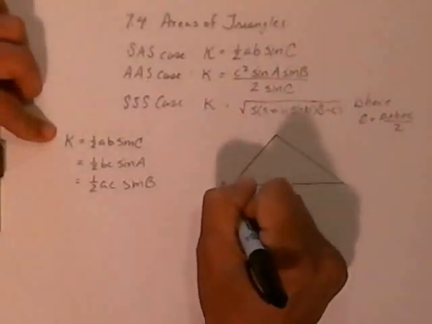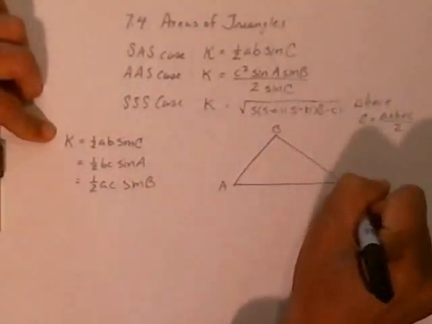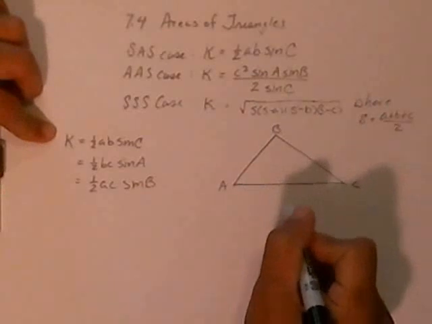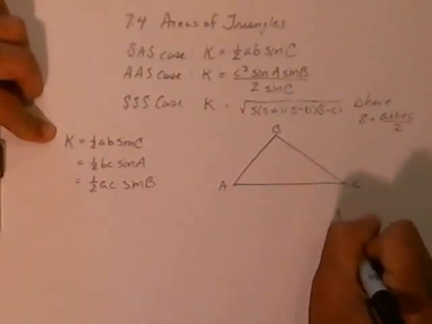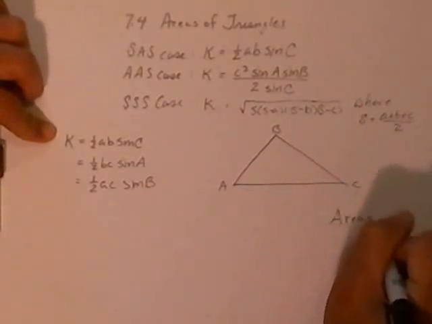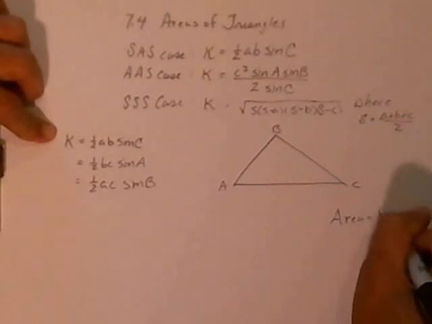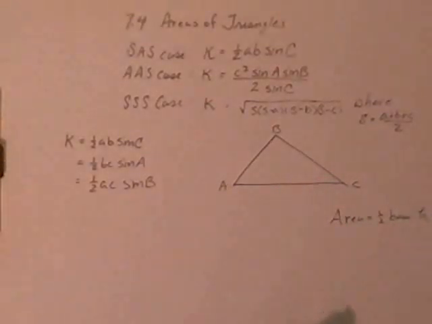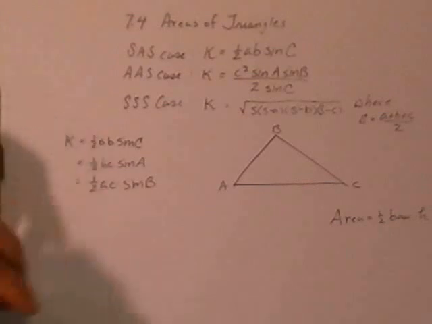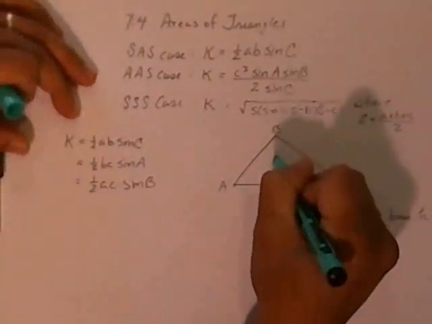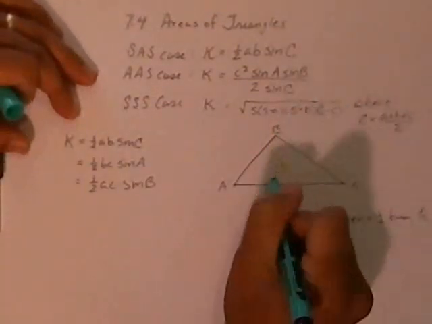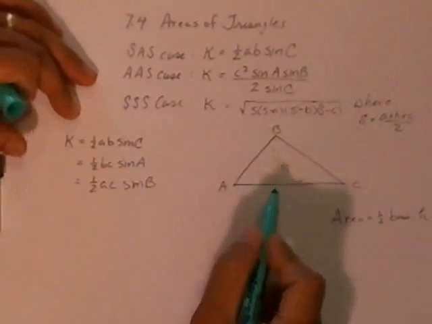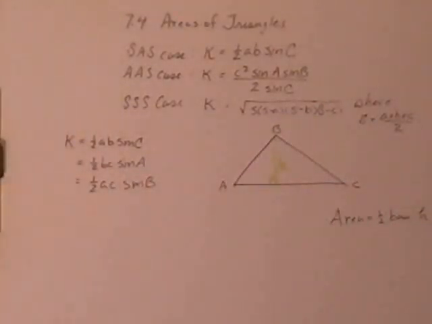So let's label this A, B, C, and we're going to try to find the area of this. The basic area formula is 1/2 the base times your height h. I don't know if you can see that. Yes, you can see that. And your height is located right over here. Let's label this height h, the altitude or the height of that triangle.